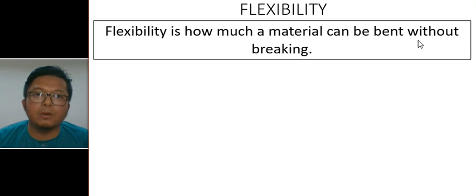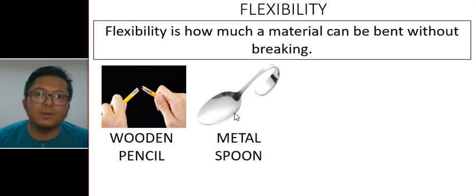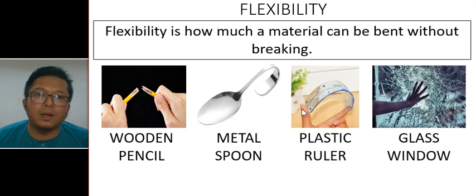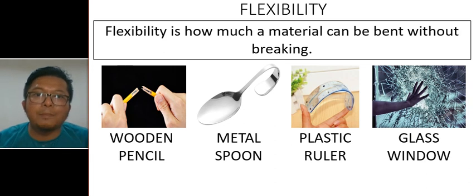Boleh dibengkok. Example, wooden pencil. Is this flexible? Metal spoon. Plastic ruler. Glass window. Now remember, flexibility is how much an object can be bent. Boleh bengkok, tidak pecah, tidak patah. So even though metal spoon is hard, keras, but it is also flexible. Ya boleh bengkok dan tidak pecah, tidak patah.